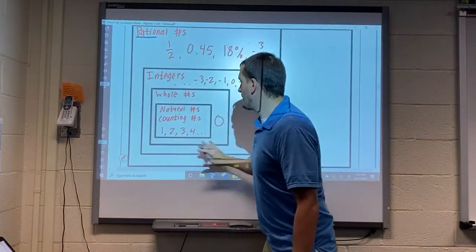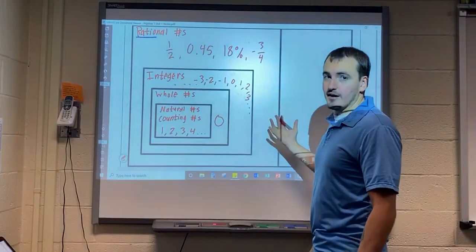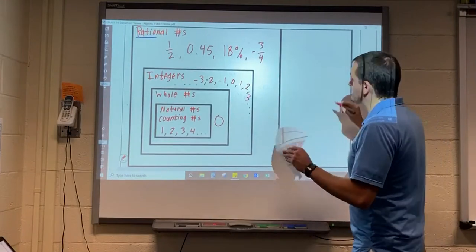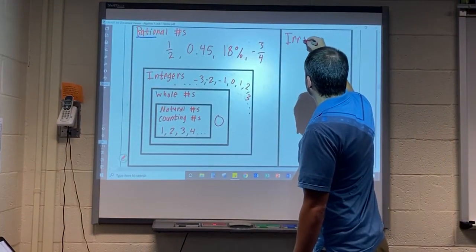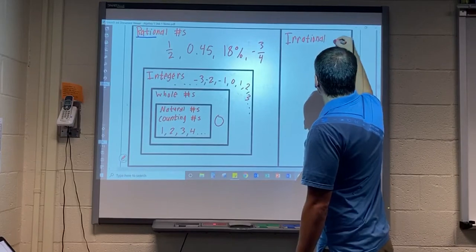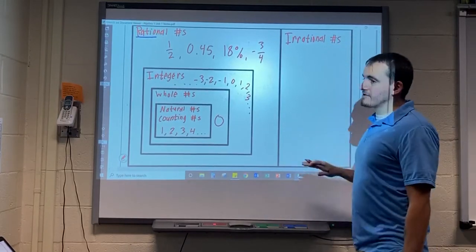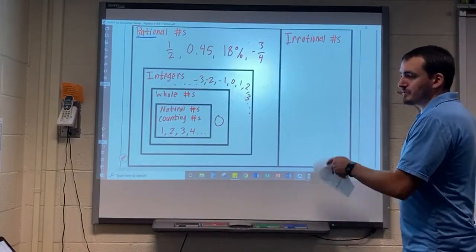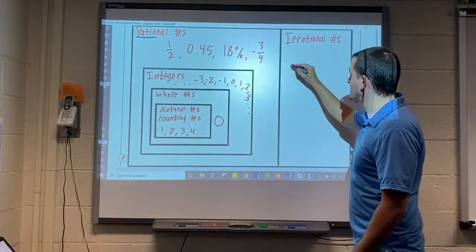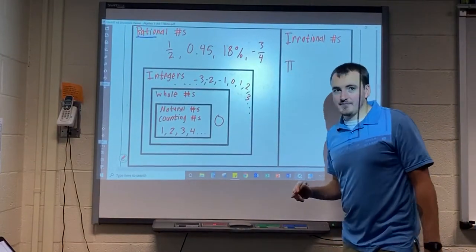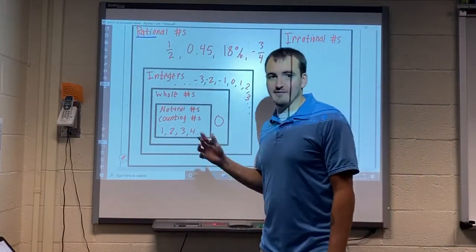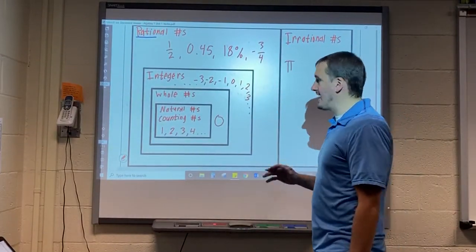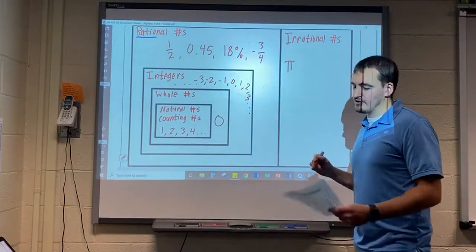Now, all of this stuff is related to one another, okay, as we work inside. Off to the side, we also have what's called irrational numbers. These numbers do not intertwine with these numbers. Okay, these are completely different types of numbers. So for instance, pi, 3.14159. The digits go on forever. They never repeat, okay, and they never end. So this is what we call an irrational number.